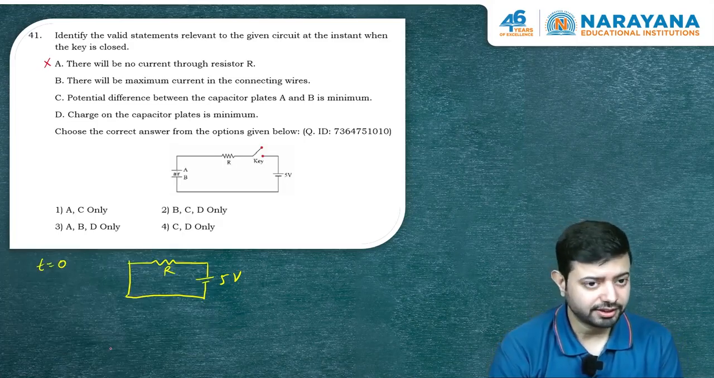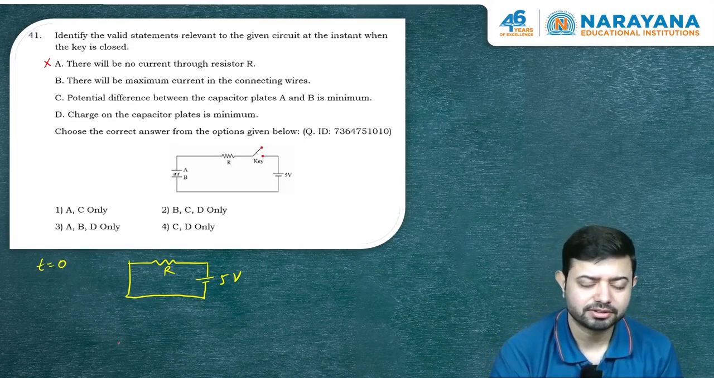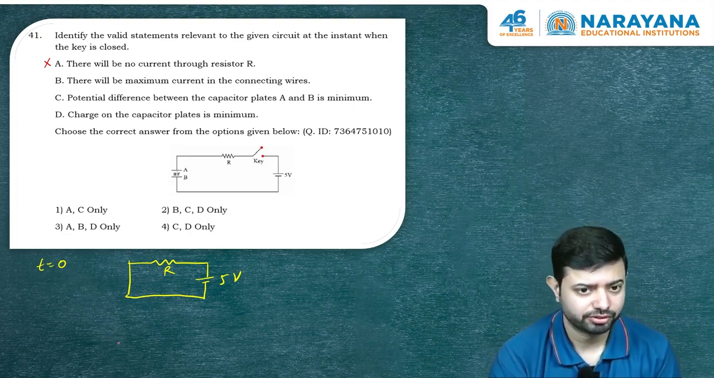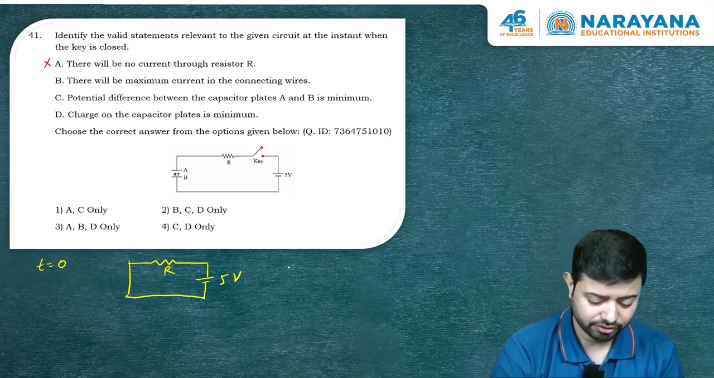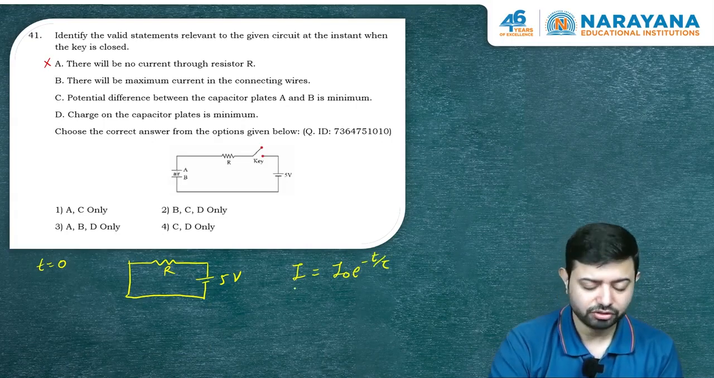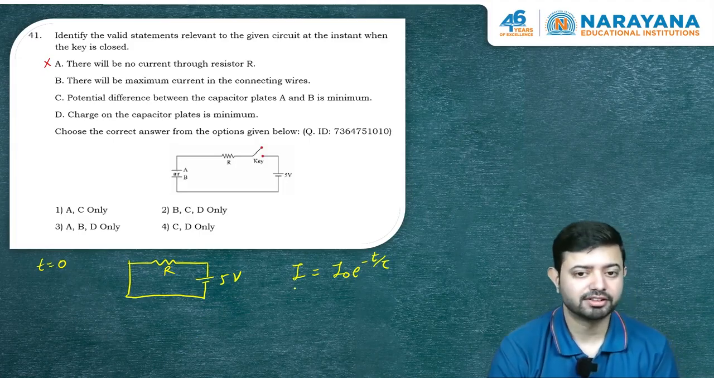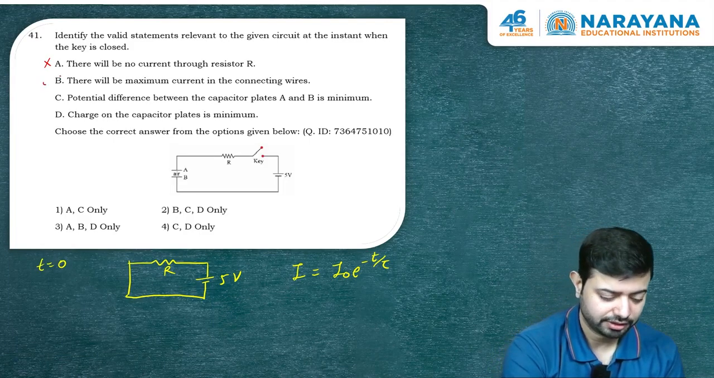There will be maximum current? Yes, because voltage is going to be shared by the capacitance, then later on the current is going to reduce, right. By the RC circuit, I hope you remember. What is the current function here? Current is I naught e to the power minus t by tau. So, I is going to decrease with time. So, maximum is at t equal to 0. So, the B option is absolutely correct.